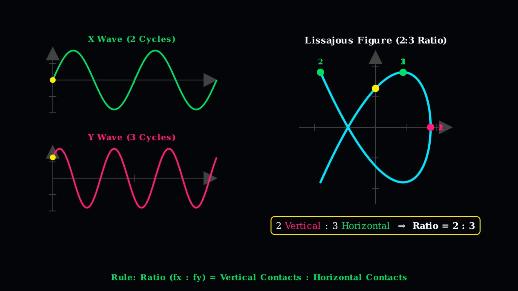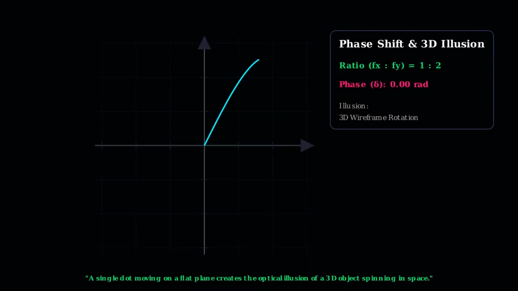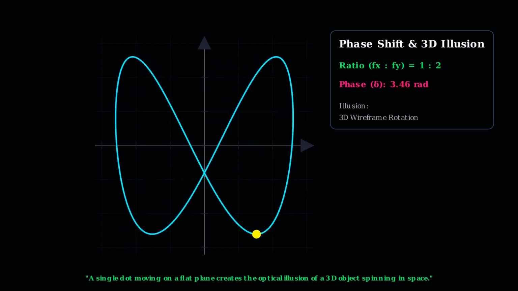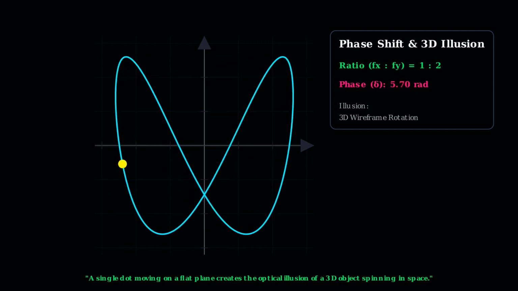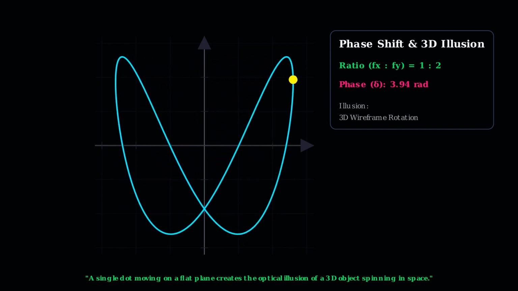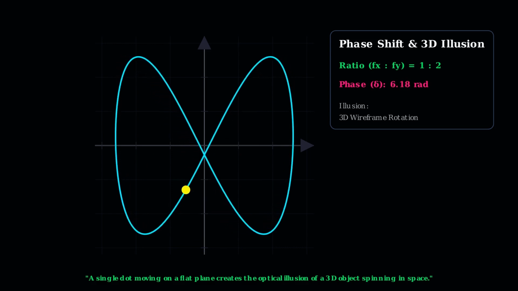If we slowly shift the timing, or phase, between the two waves, the loops drift smoothly across the grid. This continuous shift creates the striking optical illusion of a 3D wireframe object spinning in space, even though it's just a single dot moving on a flat plane.